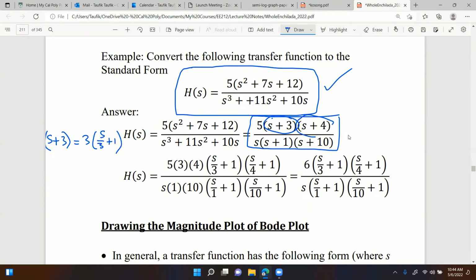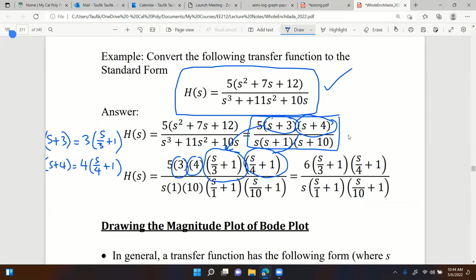How about s plus 4? Same thing, right? s plus 4 is the same as 4 times s divided by 4 plus 1, isn't it? That's why I have that term right there. This becomes that term right here, and you see the 3 and the 4 right there.